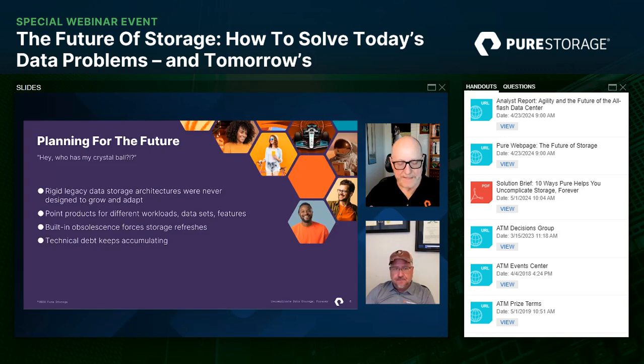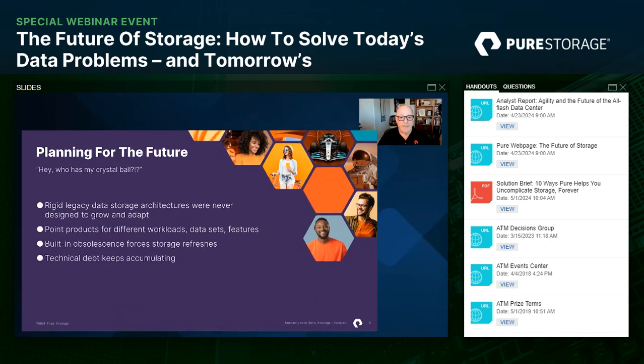Exactly. So to sum all these challenges up, what it really comes down to is these impediments to planning for the future. It would be great if every IT leader had a crystal ball, but the trouble is then everyone on the team would need to use it. So the question would be, hey, who has my crystal ball? It's these rigid legacy data storage architectures that are holding IT organizations back. And that's mainly because, as Don said, they were never designed to grow and adapt.